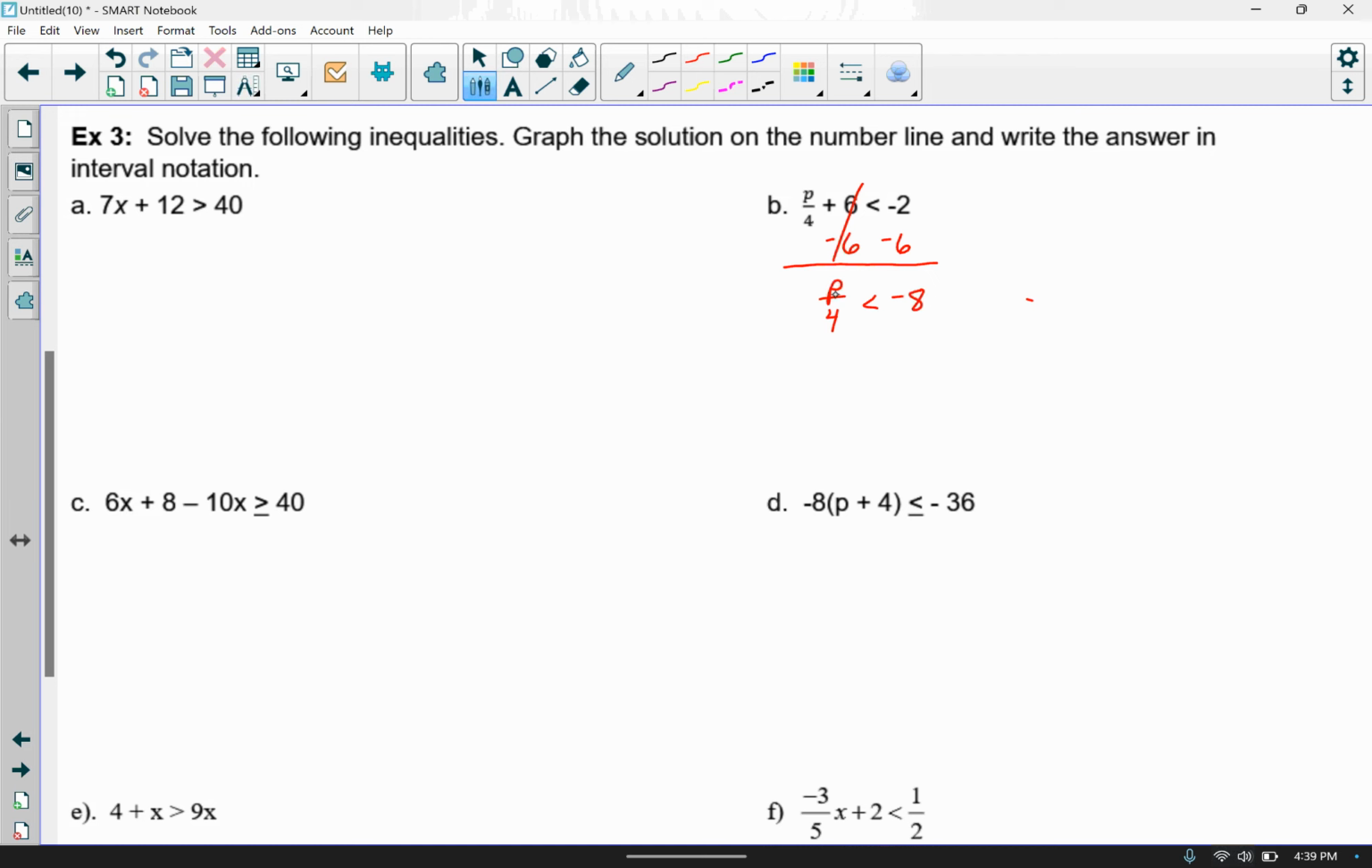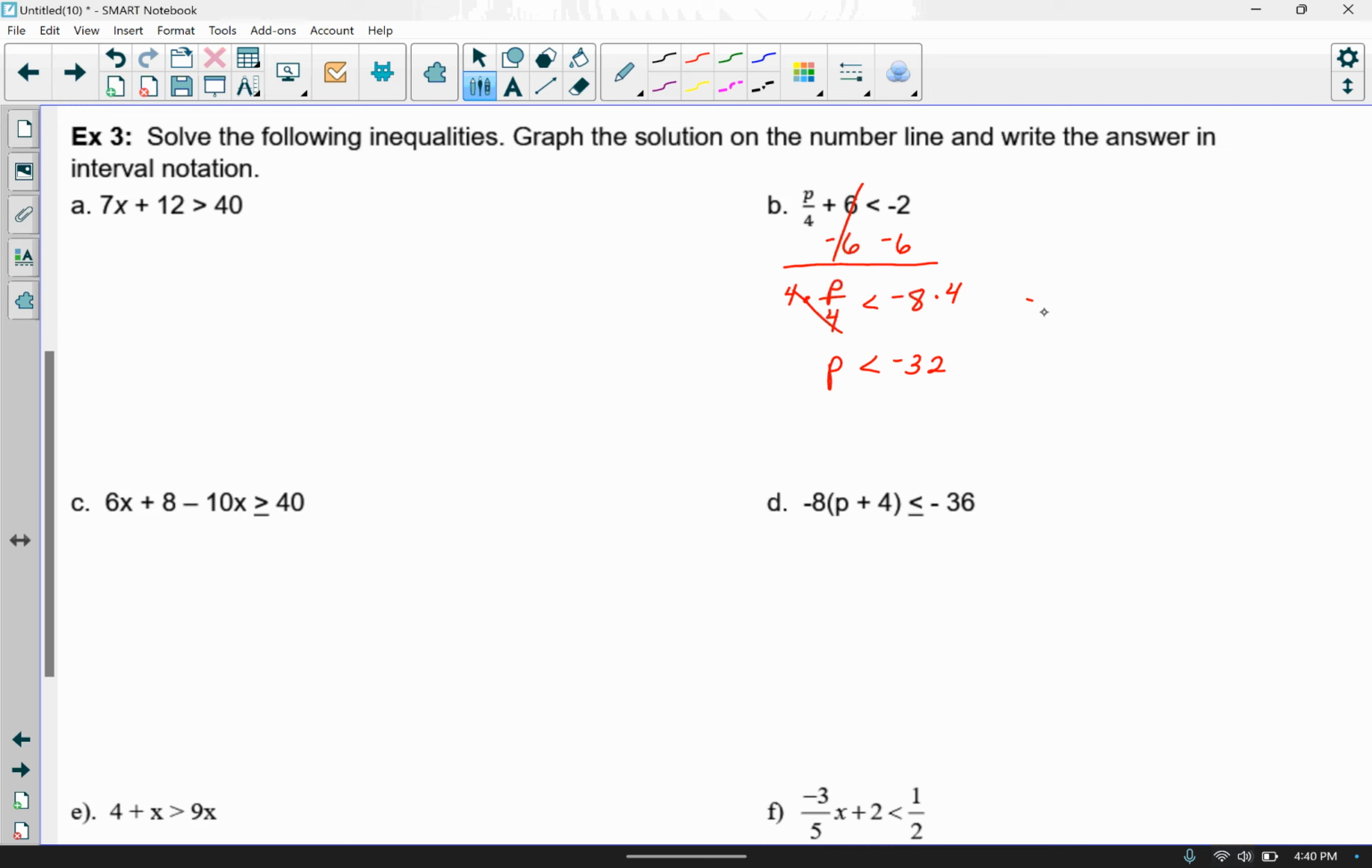Last step, I want to get P all by itself, so to undo that division, multiply. My final answer is going to be negative, but I multiply by a positive 4, so the inequality sign stays the same. -8 times 4 gives me a -32.